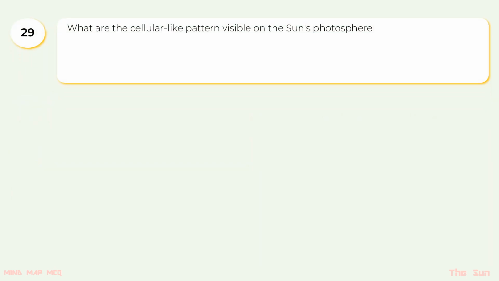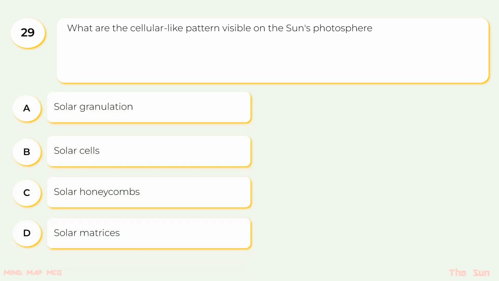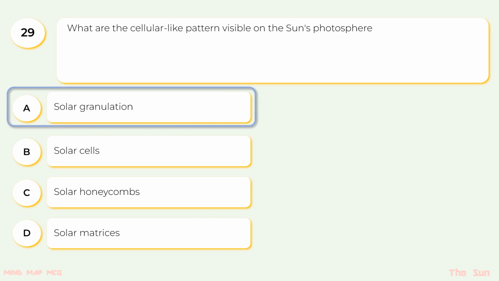What are the cellular-like patterns visible on the sun's photosphere? The options are A, solar granulation, B, solar cells, C, solar honeycombs, D, solar matrices. The correct option is A.